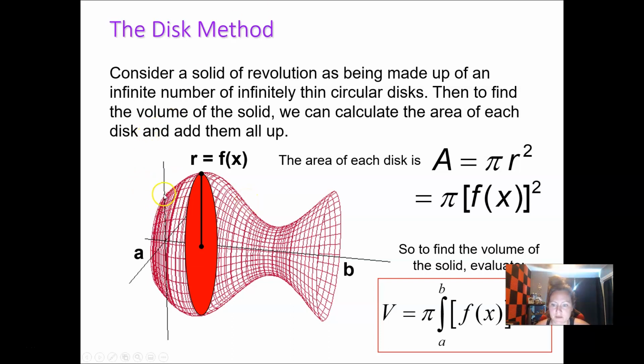So all the way, follow my little pointer here. So it takes this as my function, right? And so if this is the function and it's going all the way around from the x-axis to the function, that's the radius. And so whatever the y value is at that point, at that x value, that's your radius. So for the radius we plug in f of x.